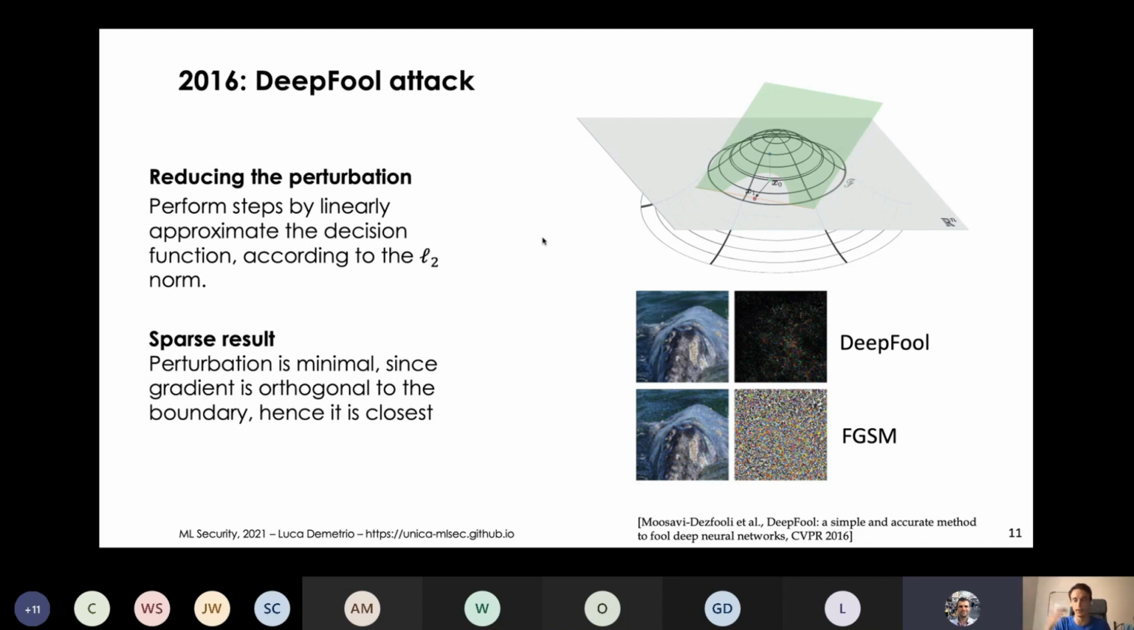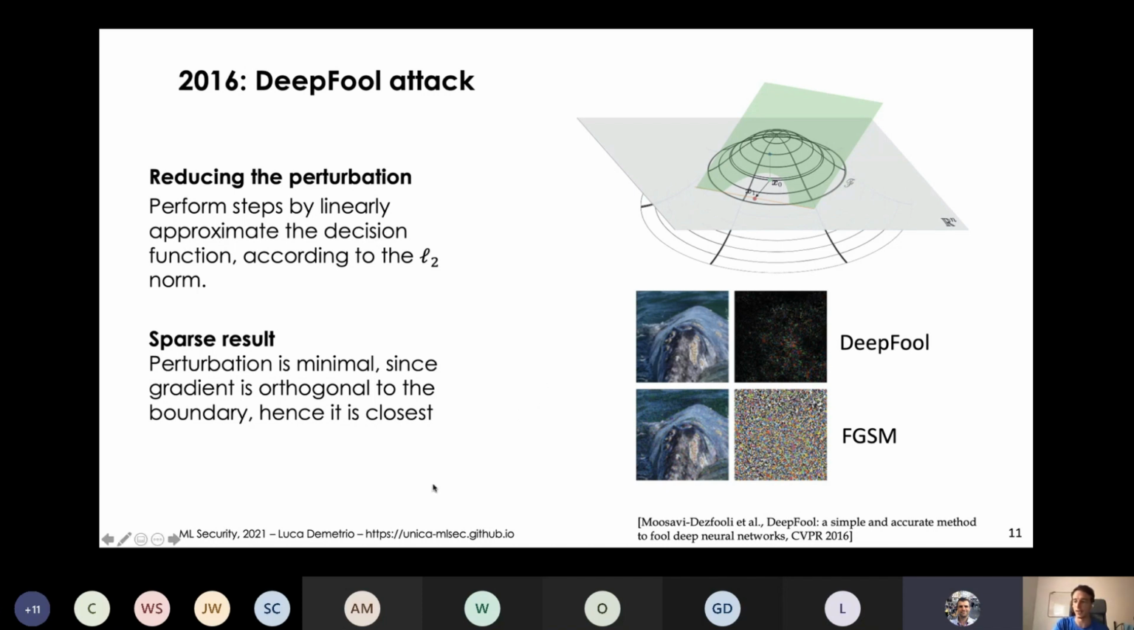And since the gradient, again, is the direction of maximum ascent, this is orthogonal to the boundary you want to reach. And this induces sparsity because you're only moving your point in the necessary directions and not all of the directions. And this worked because, as you can see here, this is the perturbation that DeepFool applies to this image, and this is the one that FGSM does. And I think you can see how many black pixels are here, that are basically pixels untouched by the attack. And here, all of the pixels are for sure modified.